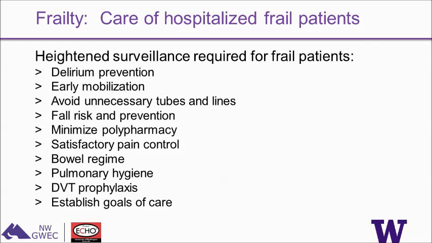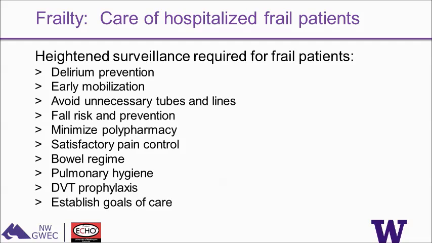So a little bit about how we care for frail patients who are hospitalized. I think it doesn't differ very dramatically from older patients in general, but I think these patients require more heightened surveillance and just going through these pathways of care with a fine-tooth comb to make sure that all of these things are being done appropriately. So delirium prevention, avoiding polypharmacy, making sure their pain is well controlled, and establishing very clear goals of care for these patients, along with the other things I have listed.